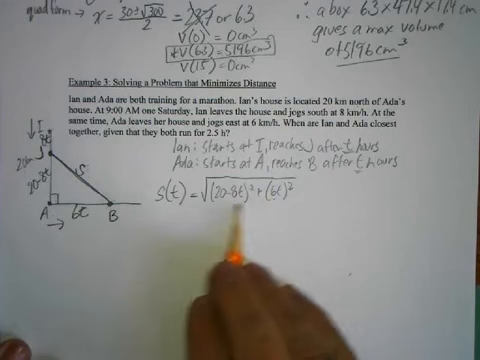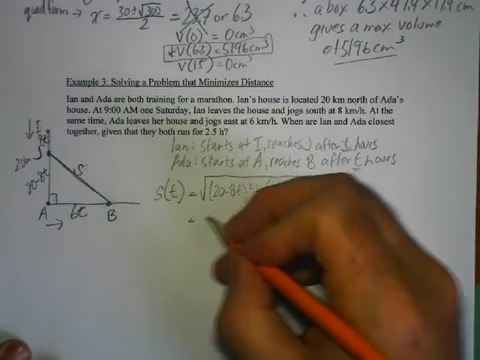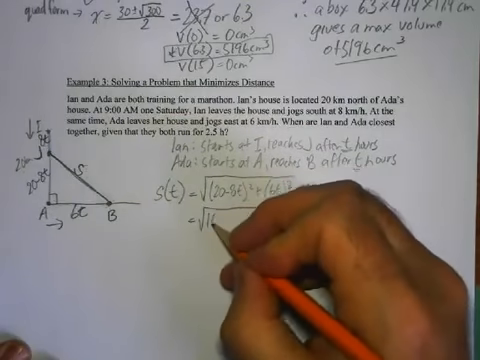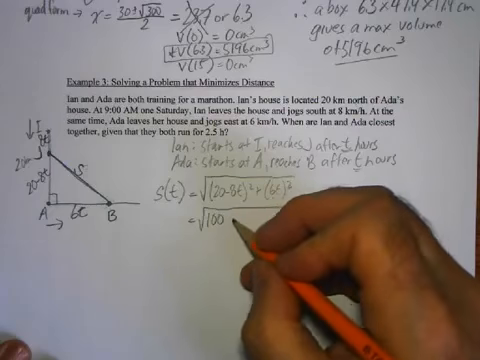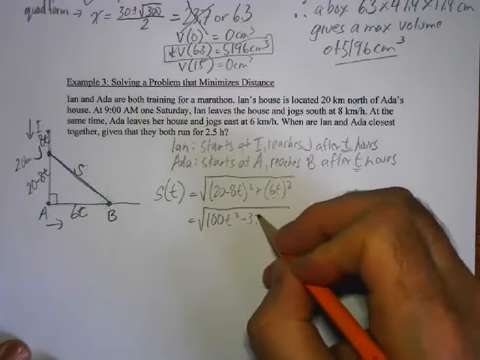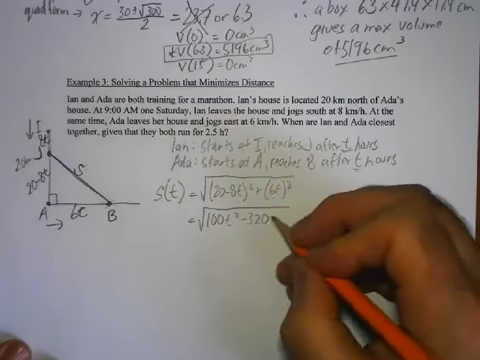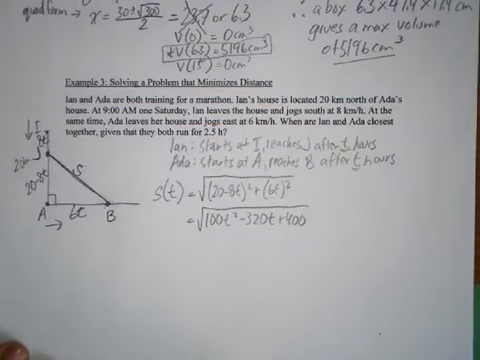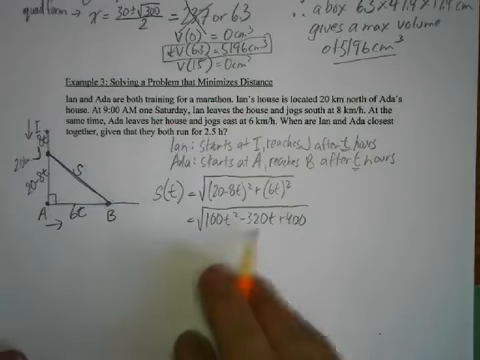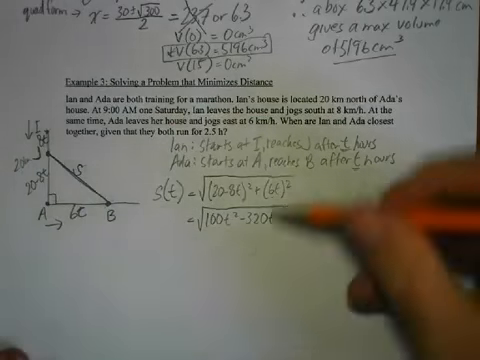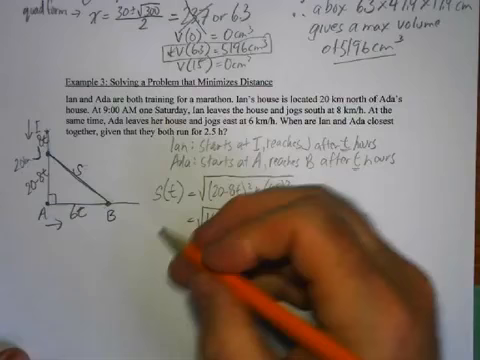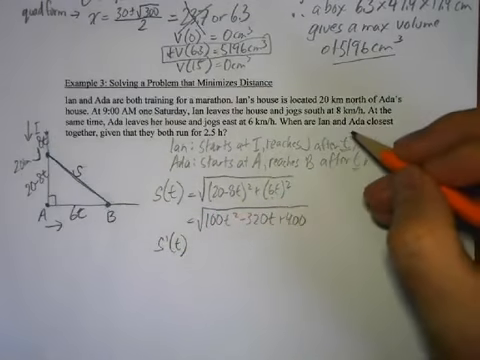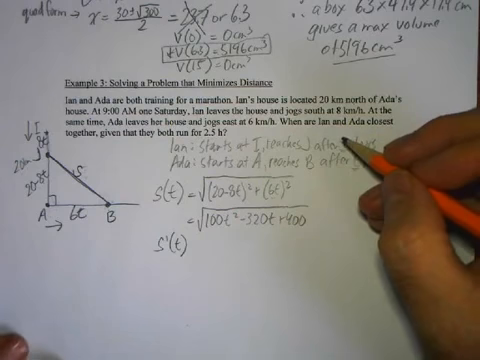Now if you expand this out, keep it all under the square root, we're going to get 100t squared minus 320t plus 400. So that's as simplified as we can get. I'm going to take the derivative of this, because I want to find the critical points, which will give me possible optimal values.